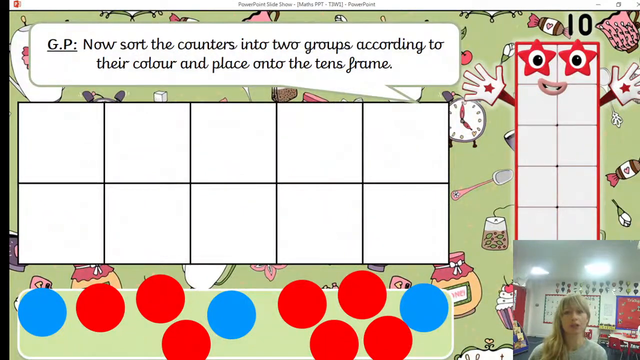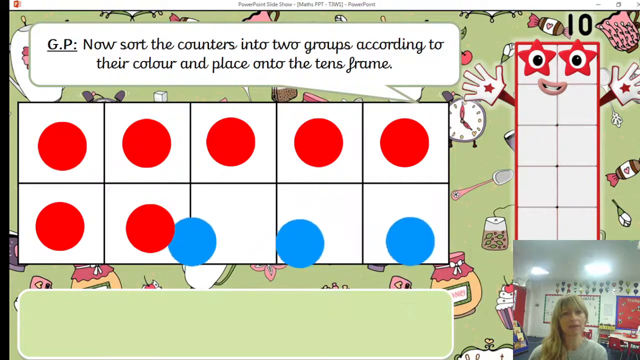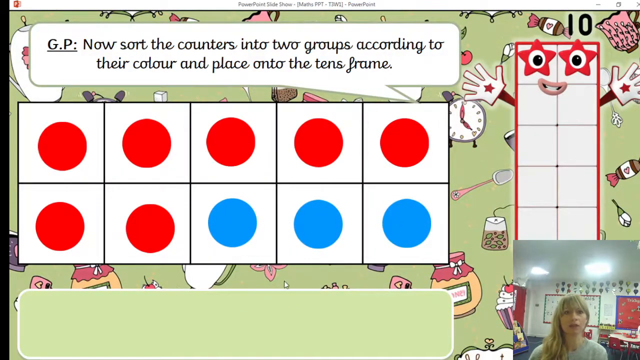Okay, this time we're going to use red and blue counters. First, I'm going to slide across my red counters, remembering to go from left to right, filling up each space. Then we're going to count them. So we know that the top row is 5, so I'm going to put 5 in my head and count on 6, 7. So we have 7 red counters. Some of you may not need to count the rest of the spaces, but let's slide across our blue counters, filling up our 10 frame, and counting our blue counters, 1, 2, 3.